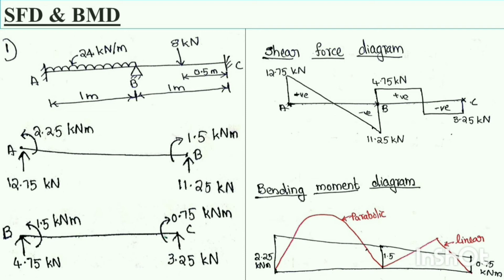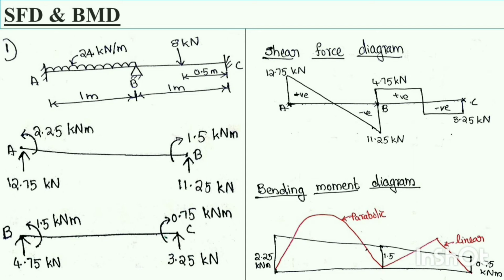You should have an idea about that. After that, you can draw this shear force diagram and bending moment diagram. Here in this AB section, the shear forces are 12.75 kilonewton at A and 11.25 kilonewton at B. Since it is UDL, its shape will be like this.